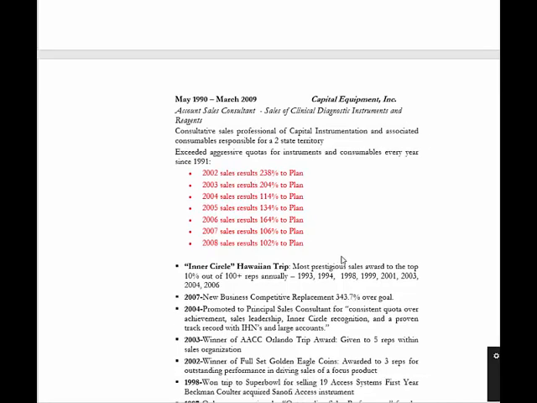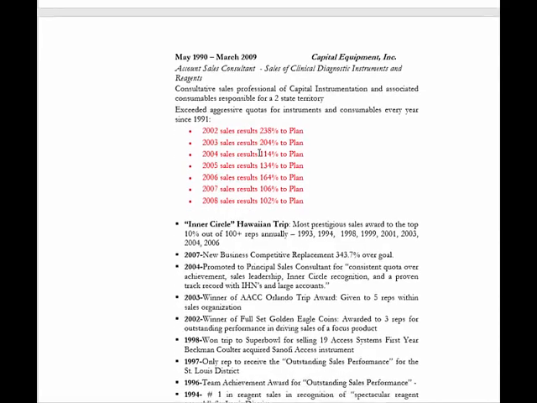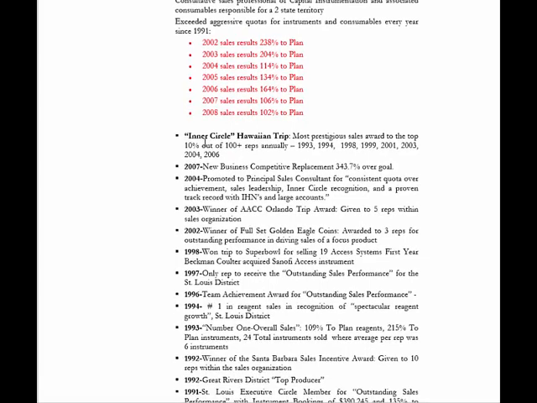And then obviously here you have the results, and these are just awesome results. Always exceeding plan, and then took a little bit more time here to describe their accomplishments, which is awesome. Inner Circle Hawaiian trip, and you can see year after year consistent performance. This gentleman also describes what Inner Circle is. Sometimes people put on there the name of their company's trip. It's President's Circle, Inner Circle, all kinds of different names, but what does that mean?